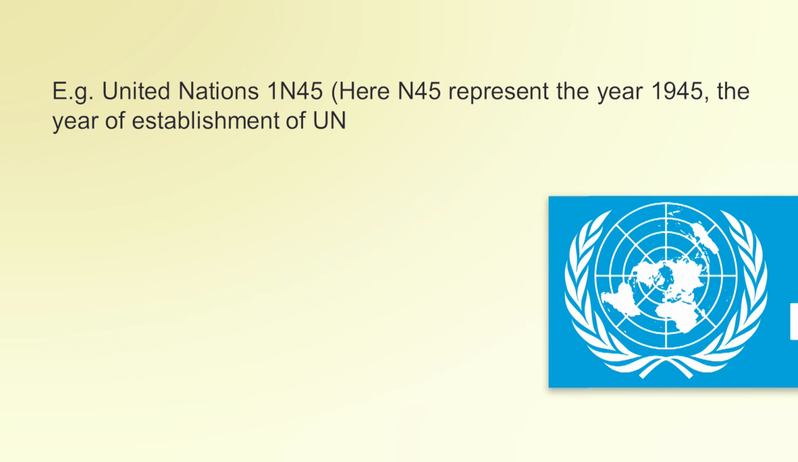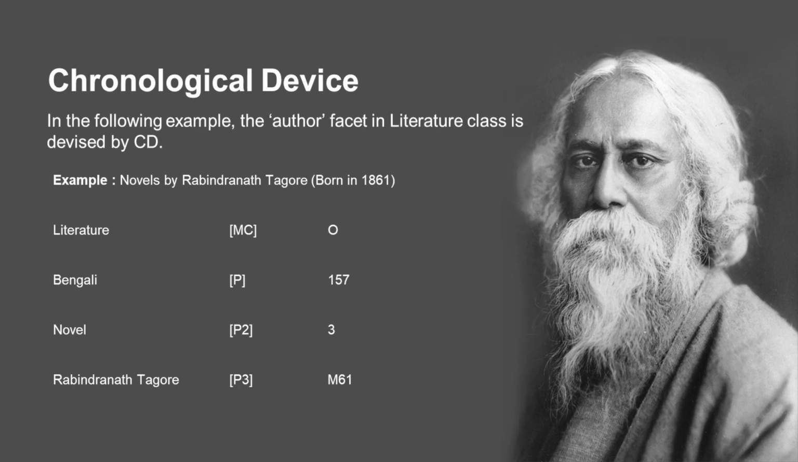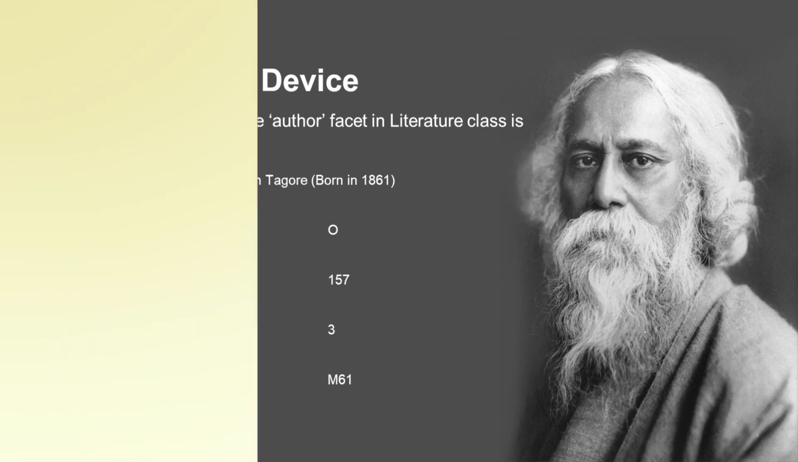Again, the author facet in literature class is devised by chronological device. In the following example, the author facet in literature class is devised by chronological device. As we can see, the isolate number for Rabindranath Tagore in the example novels by Rabindranath Tagore is M61, on the basis of the birth year of Rabindranath Tagore.